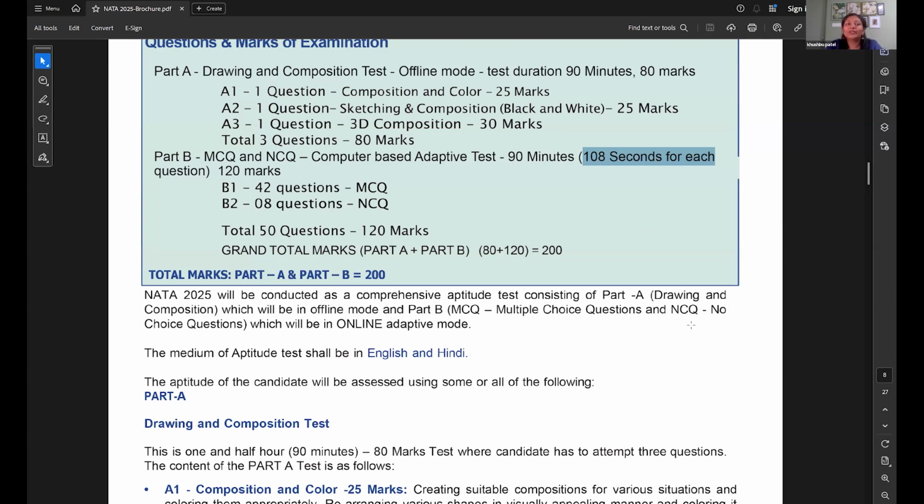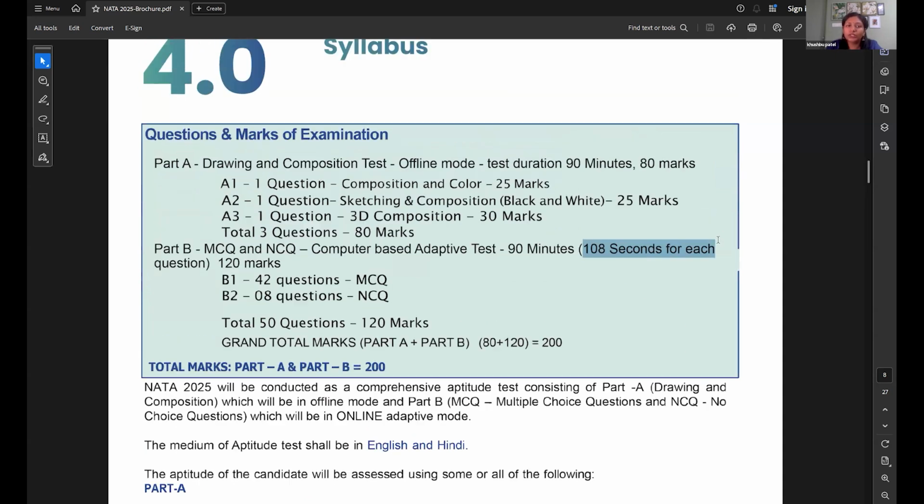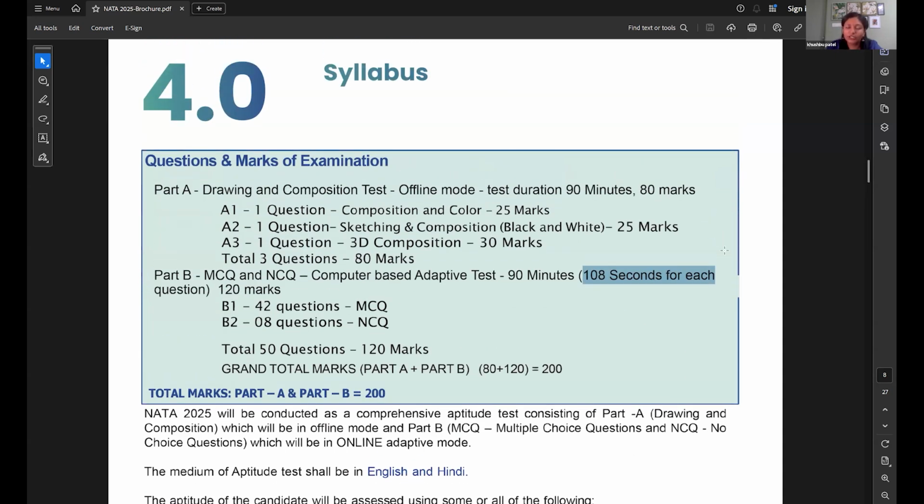So that primarily covers part A and part B. You can go through the information given in the brochure. It has all the primary keywords written there.